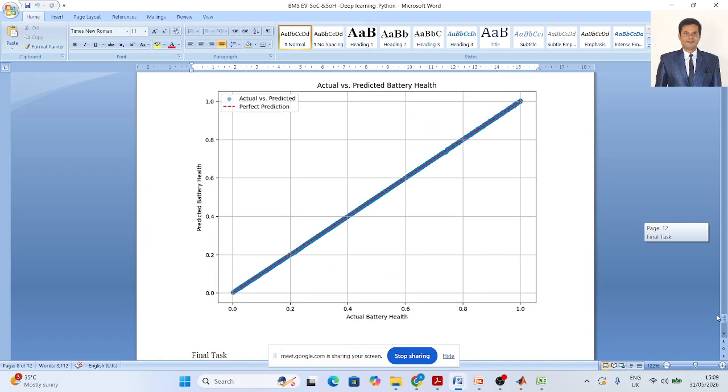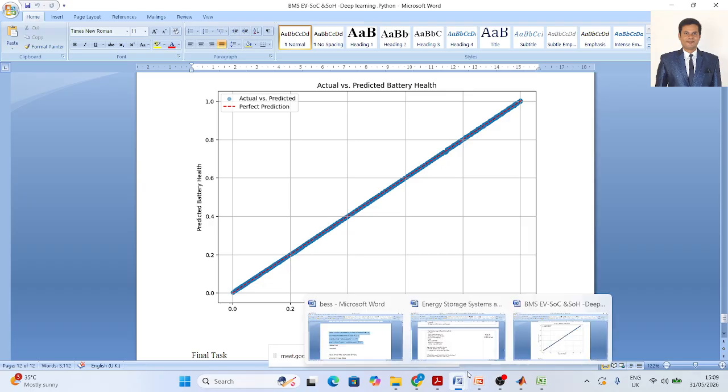Then this is actually your predicted health conditions. I'm just expecting this from you. Sneha, is this visible? Yes, sir, it is visible.